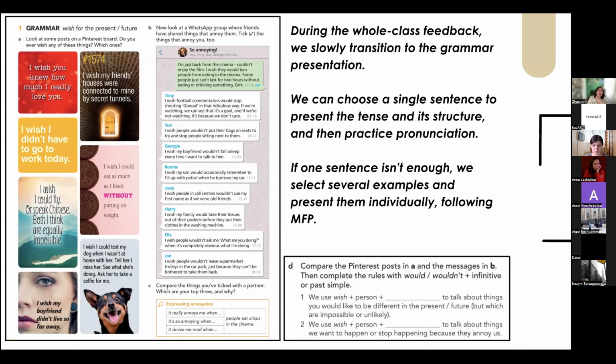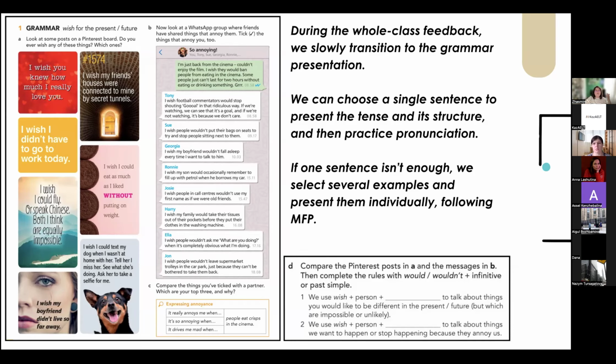Again, you can do the same thing with I wish I would. Same thing, just different questions. Ask them, do they talk about things they like? Do they talk about things that annoy them? Does that mean that we use I wish plus would when things annoy us? Yes. Great job. And then you do the same formula and then pronunciation. So things do not really change much when we use MFP for different presentations.